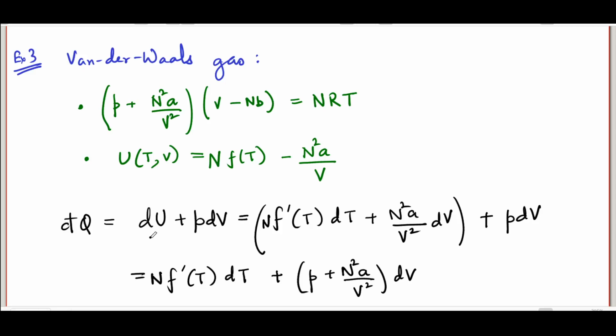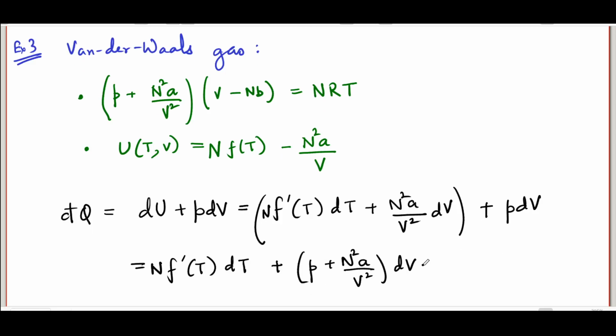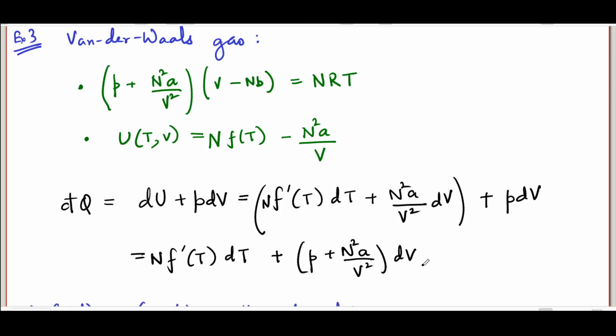d cross q, of course, is dU plus PdV. dU is given by n times f prime T from this expression, dT, plus n square A by V square dV. And to that, of course, you add the PdV term from the work. And when you combine all terms together, you get n f prime T dT plus (P plus n square A by V square) dV.